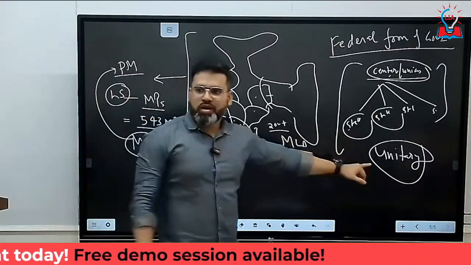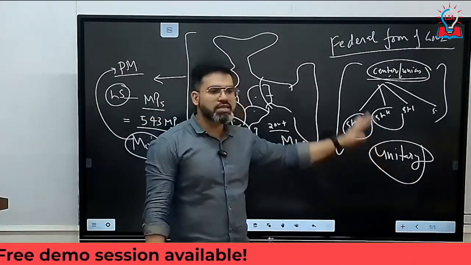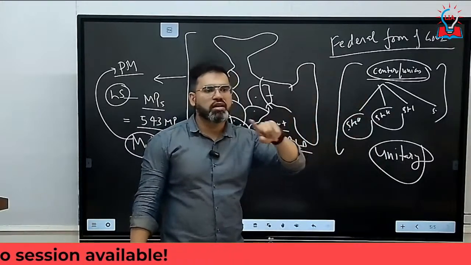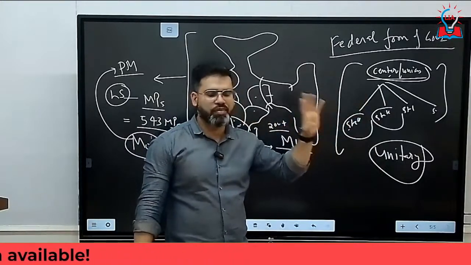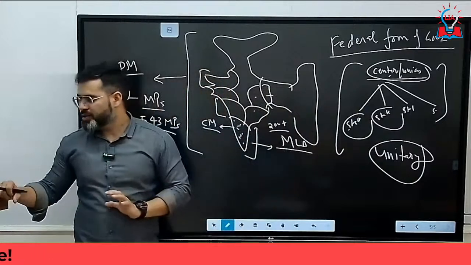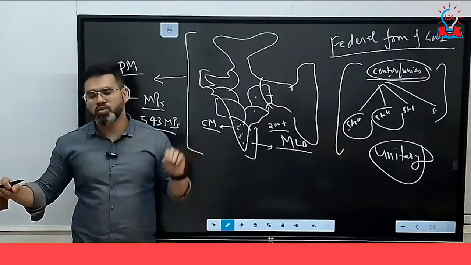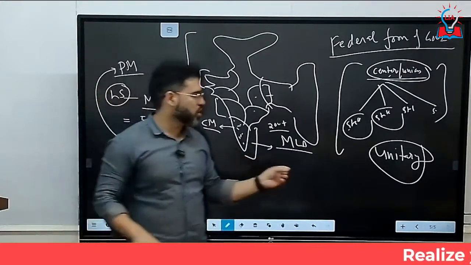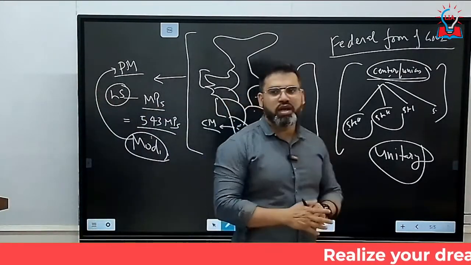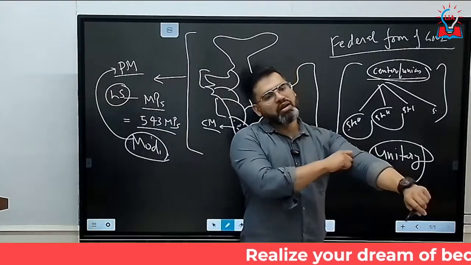Okay, so unitary form of government done. Unitary form of government is यहाँ पे only one level government is there, no state level government is there. Example of unitary form of government: United Kingdom, UK. UK is one country that is having a unitary form of government. That means in UK you will not get a state level government.